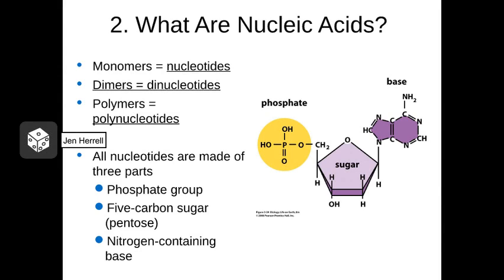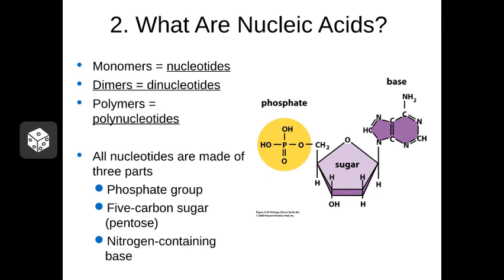Our last major category of important biomolecules are the nucleic acids. Now, maybe you've never heard of the nucleic acids before, but I know you've heard of molecules like DNA and RNA and ATP. And those are the molecules that fall into the nucleic acid category. So let's talk about them a little bit more in some more detail.